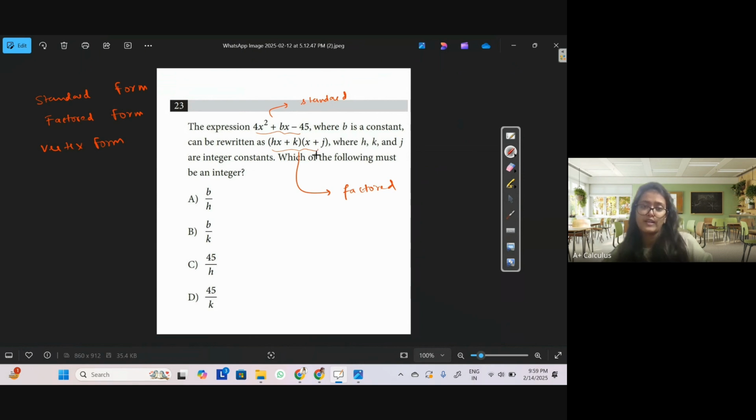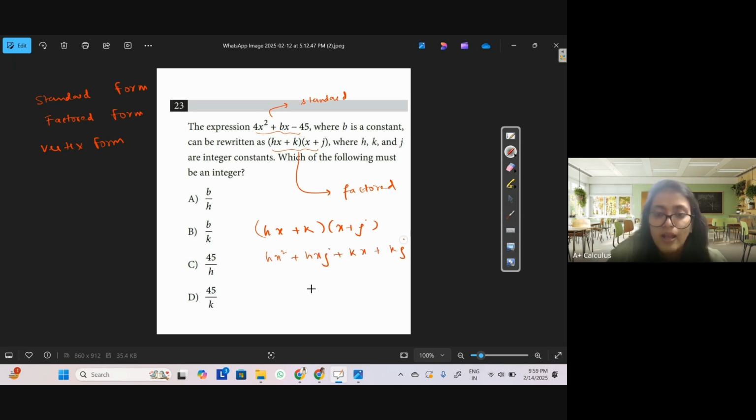So in order to find out which of the following must be an integer, you can do just one thing. You take this (hx + k)(x + j), the factored form, and you convert it into standard form by multiplying these two factors. So hx times x, hx squared, plus hxj plus kx plus kj. Bring it into the standard form, you get hx squared plus (hj + k) times x plus kj.